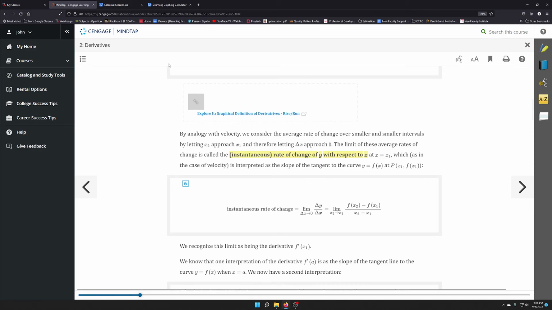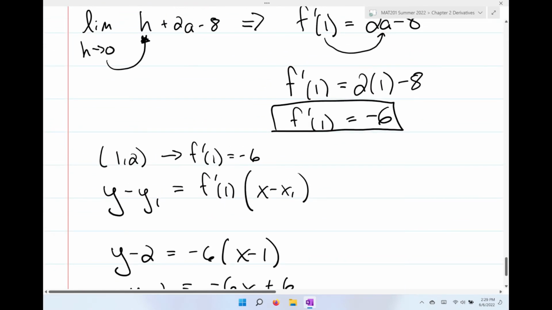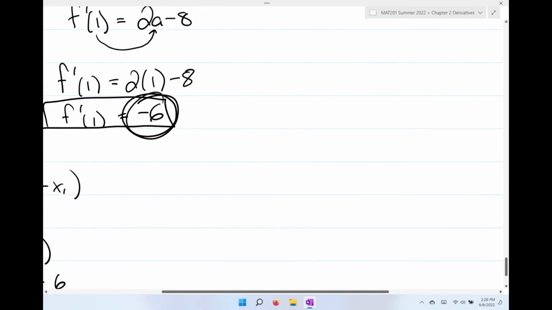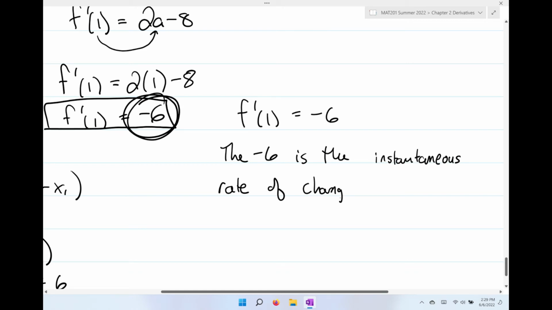In other words, let's go back to our notes. When we calculated this -6 right here, f prime of 1 equals -6, what that number actually represents is the instantaneous rate of change at the point 1 comma 2.